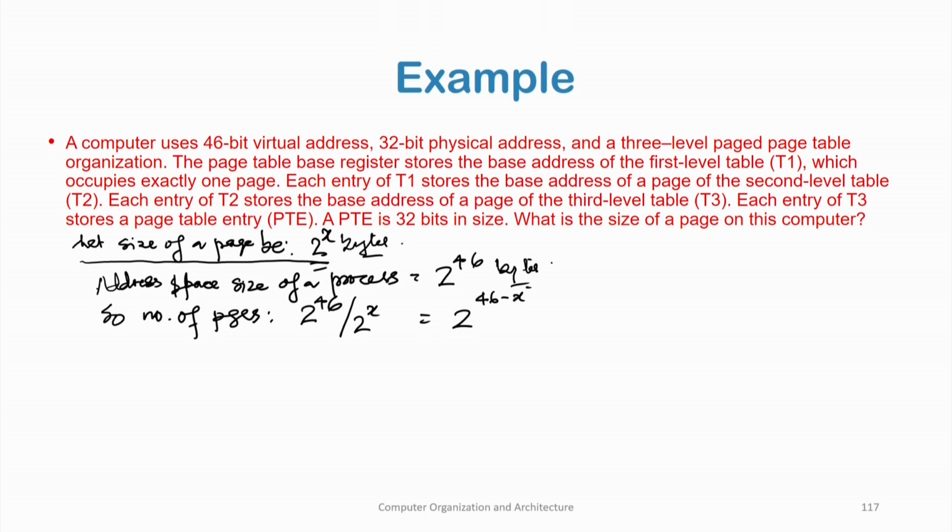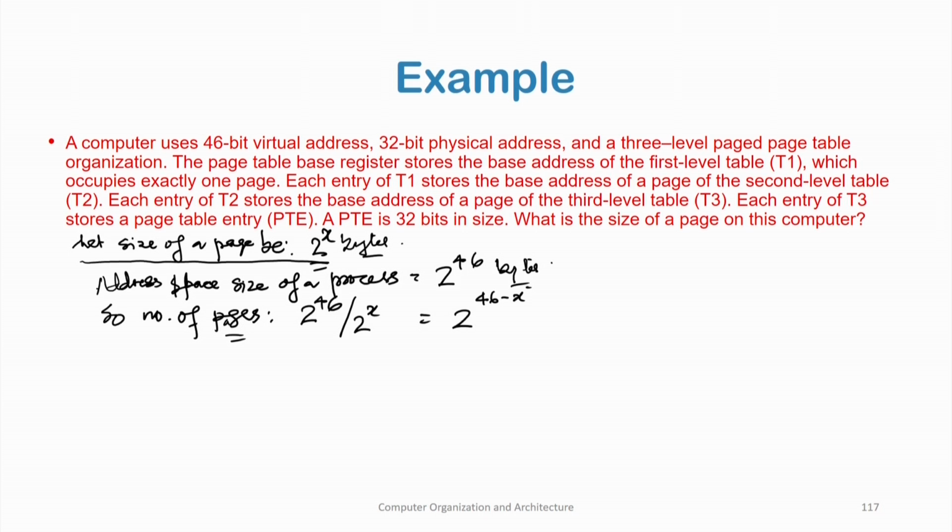Now, all these pages. If I have these pages, that means I have these many pages in the virtual address space. So, all these pages will have entries in T3. Combining all of these, there will be many T3 page tables. Combining all the T3 page tables, what will be the total number of entries in the T3 page tables?